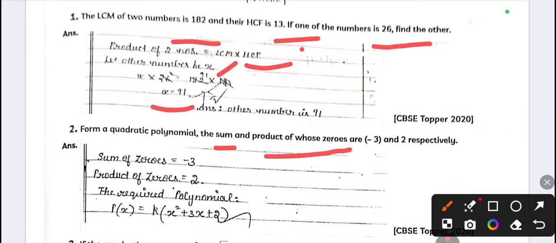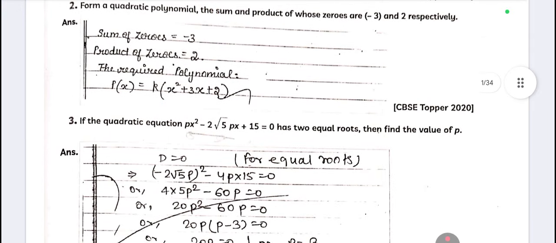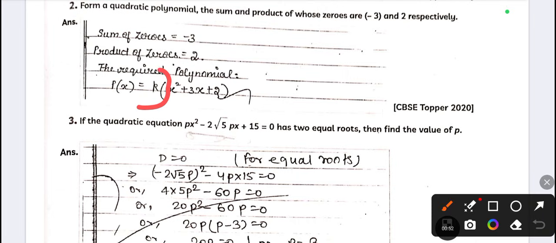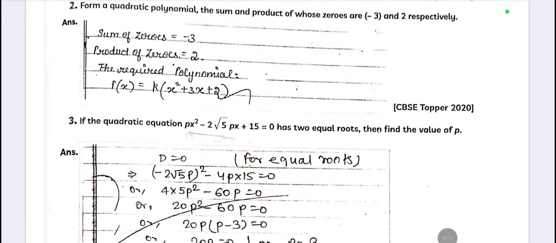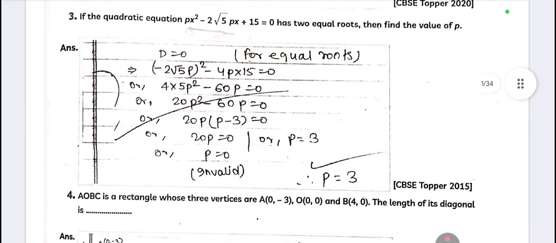Sum and product of the zeros. Again a basic question. Sum of zeros is minus 3, product of zeros is 2. Apply x square minus sum of the zeros into x plus product of the zeros. Yes or no, children? So it's easier now. You can put k. If you are not putting k also, no issues. So the very important third question, that is a topper 2020. The second question done. Now see the third question.